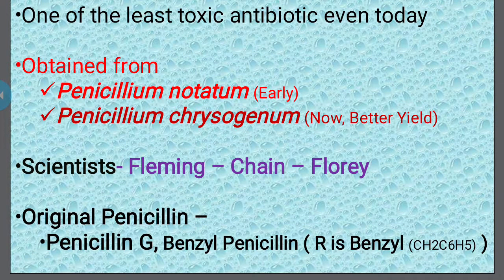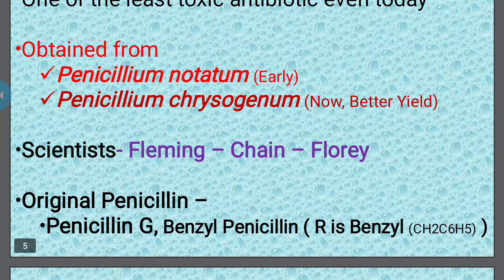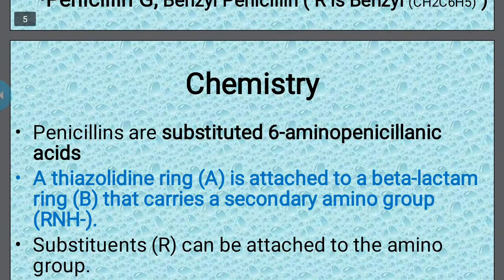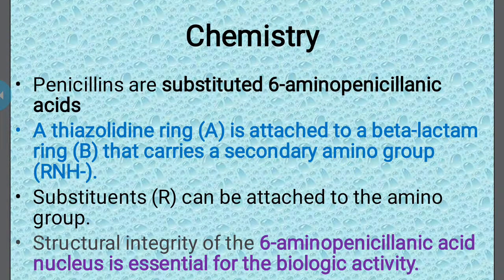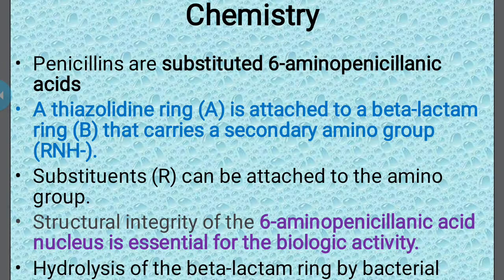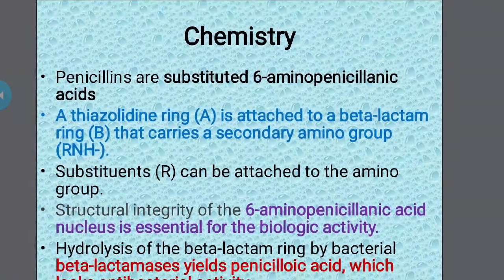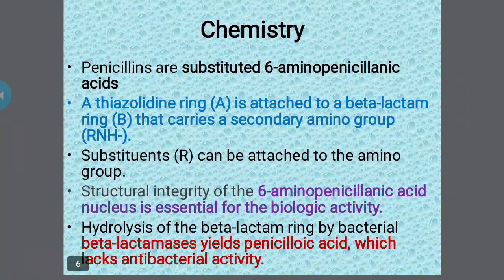Remember, Fleming isolated it first, but Chain and Florey made it possible so that it can be used in a larger number of patients. The original penicillin was penicillin G, benzyl penicillin, where R is the benzyl, CH2C6H5. Chemically, penicillins are substituted 6-amino penicillanic acid. A thiazolidine ring is attached to a beta-lactam ring that carries a secondary amino group. So A ring is the thiazolidine ring and B ring is the beta-lactam ring.